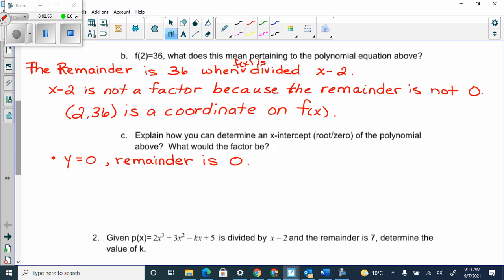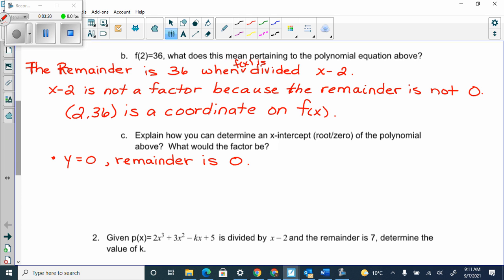So explain how you can determine an x-intercept, root, or zero. Would you say y equals 0, remainder is 0? Would that be enough information for the diploma? No, you'd have to explain it. You'd have to say, in order for something to be an x-intercept, my y has to equal 0. I sub in y equals 0 and solve for x. Or you could say the remainder is 0. If the remainder is 0, I can set my equation equal to 0 because my remainder is just my y value, therefore solving for x.